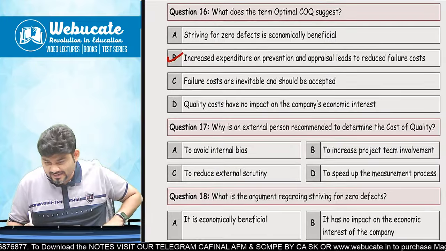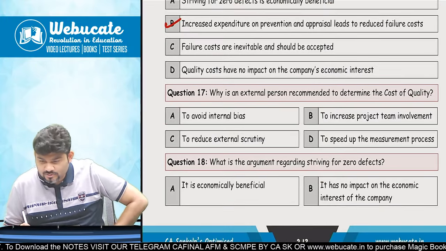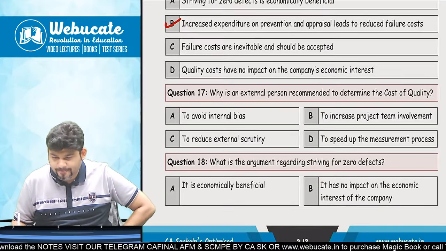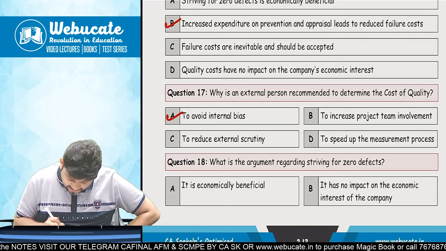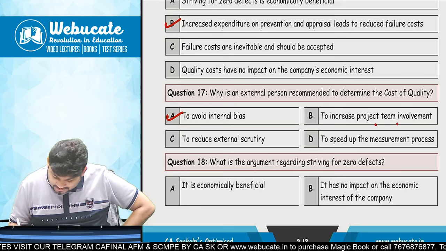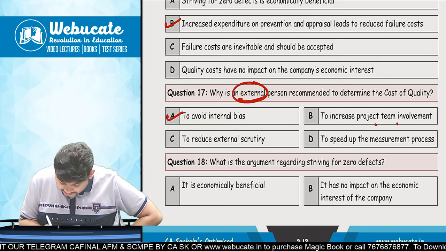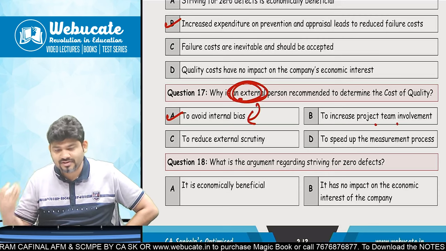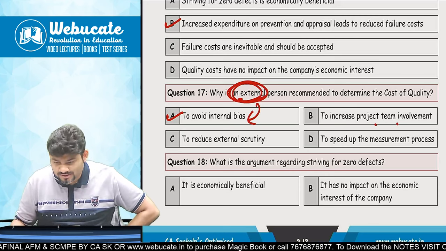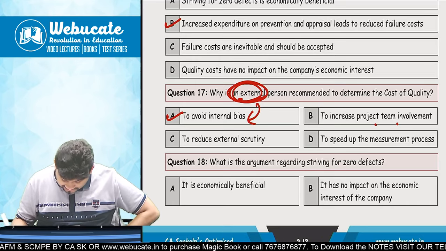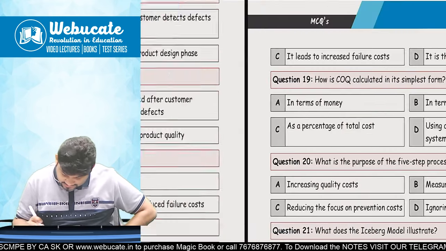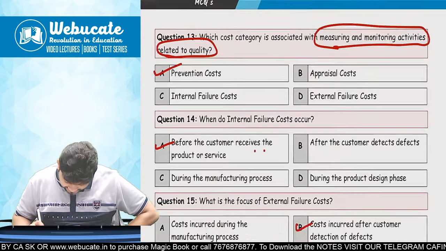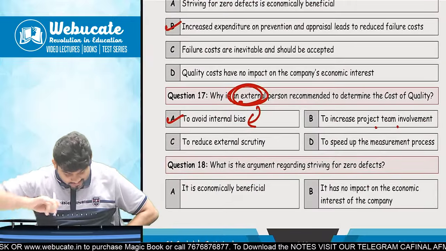Okay, next. Why is an external person recommended to determine the cost of quality? To avoid internal bias. Yes. To increase project team? No. So we need an external person so that internal bias is not there. We can take independent decisions. What is the argument regarding striving for zero defects? It is helpful. Yes, it is economically helpful. Definitely it is. So 18A.